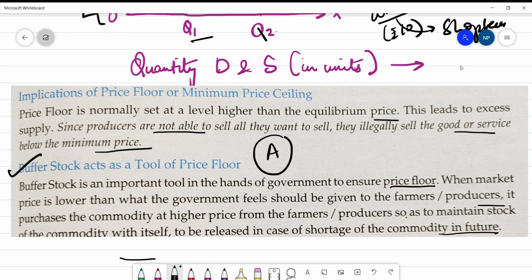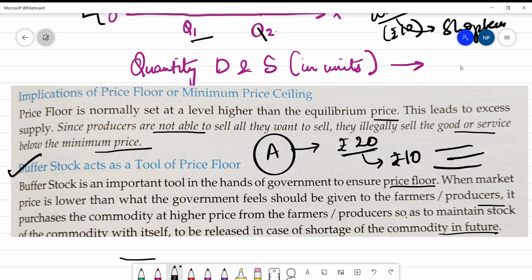Suppose there is a farmer A, and the government has set the price at rupees 20. Now no shopkeeper is buying from this poor farmer. So naturally he has to bring down the price to rupees 10. Then only will he get customers to buy from him. So this is known as price floor.